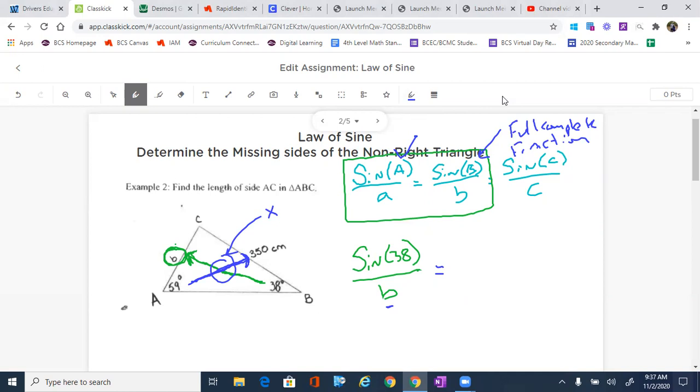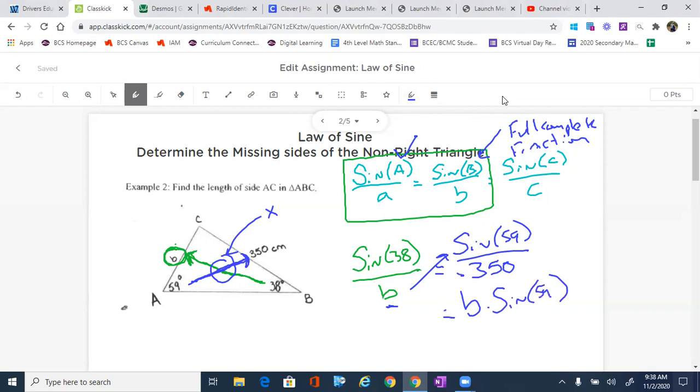So I say sine of 59 over 350. And I have a completed proportion minus one part, which means it is nice and solvable. So at this point, we just do a proportion. We cross multiply and divide. So B times sine of 59 equals 350 times sine of 38.